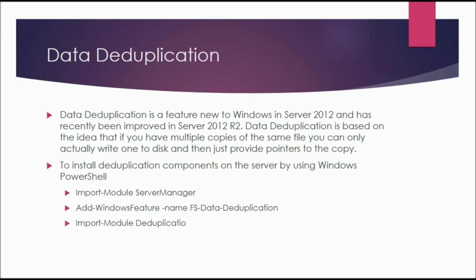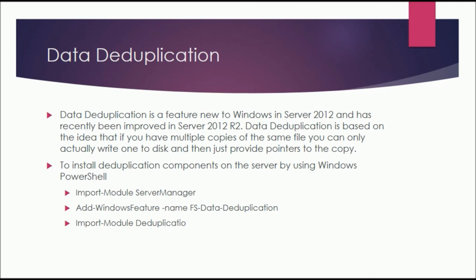Let's take an example. If user A has 200 songs and user B has 200 songs and 150 of the songs are exactly the same, only 50 are different. Normally, before data deduplication, that means you would have a folder with all 200 songs and another folder with 200 songs, and that would take up a lot of space on your hard drive.